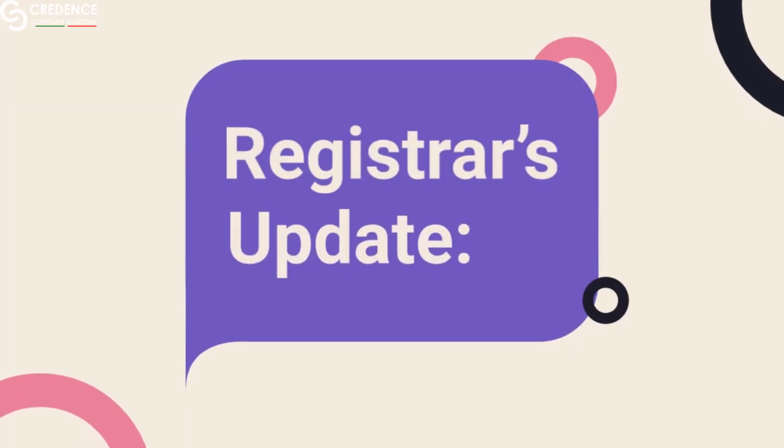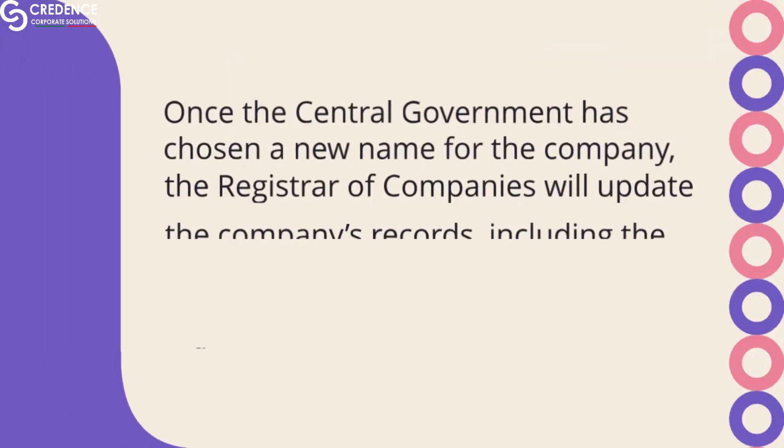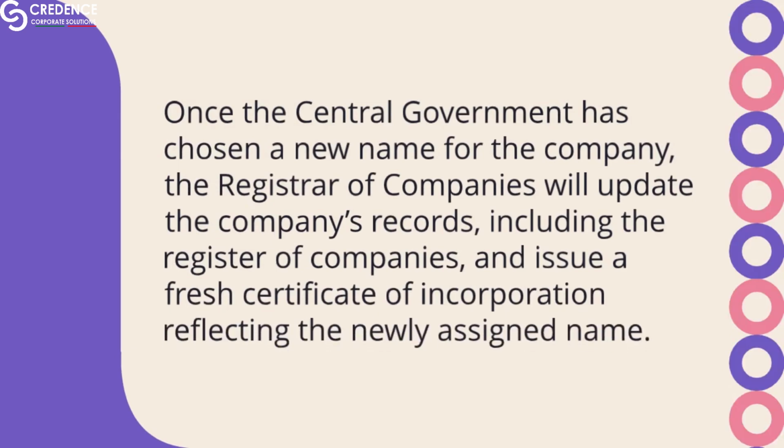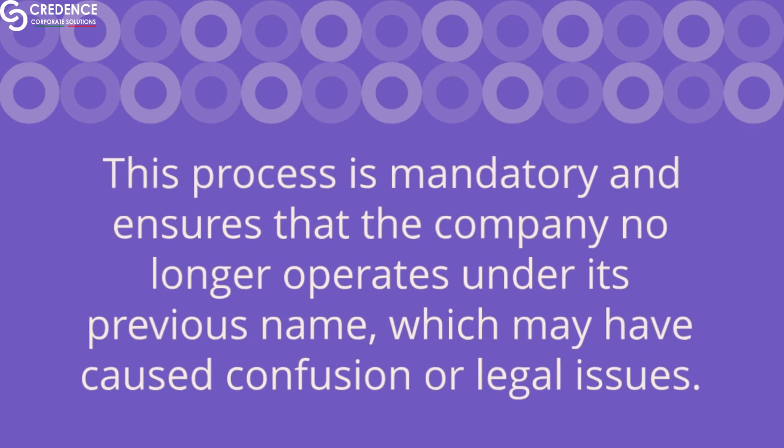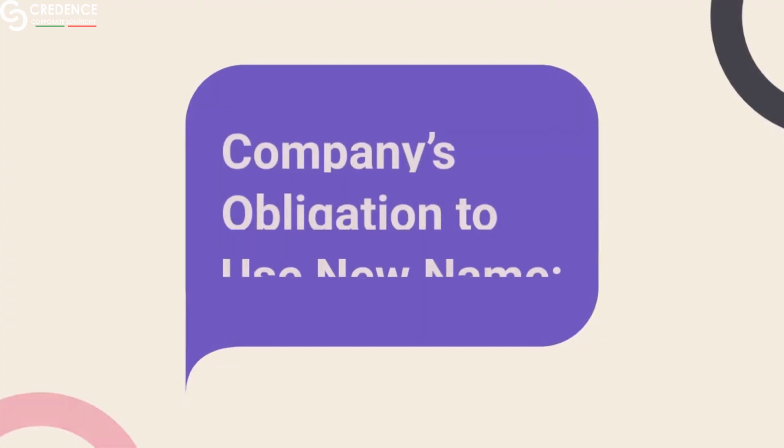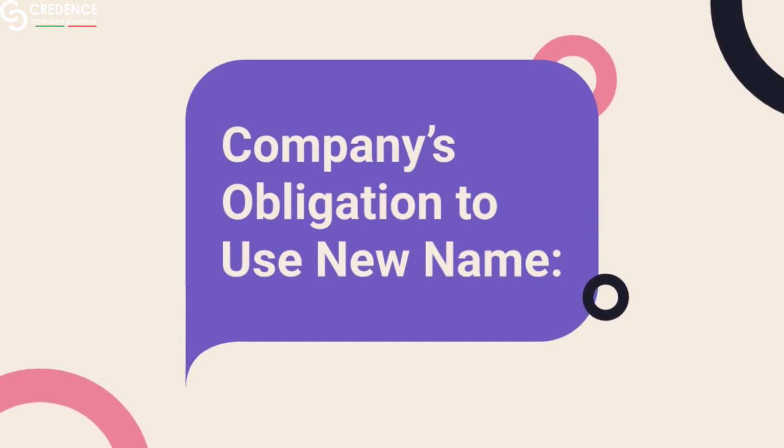Registrar's update. Once the central government has chosen a new name for the company, the Registrar of Companies will update the company's records, including the Register of Companies, and issue a fresh certificate of incorporation reflecting the newly assigned name. This process is mandatory and ensures that the company no longer operates under its previous name, which may have caused confusion or legal issues. Company's obligation to use new name.